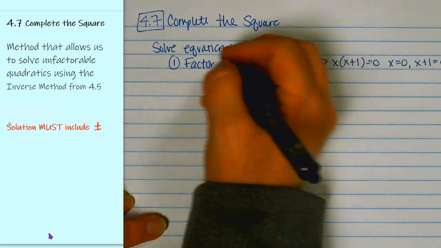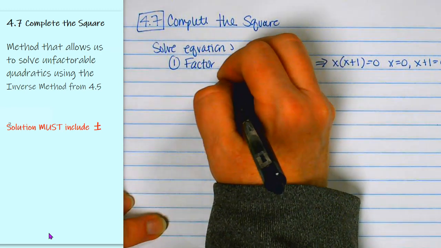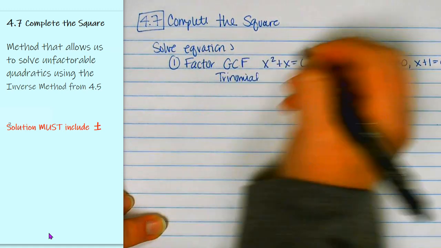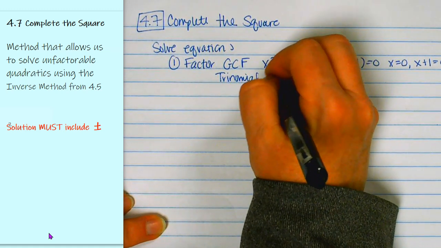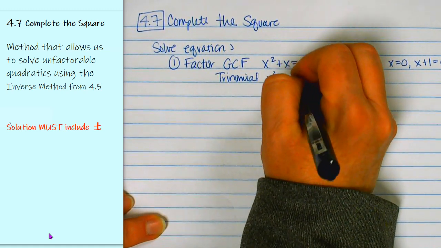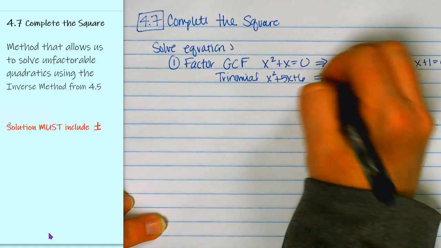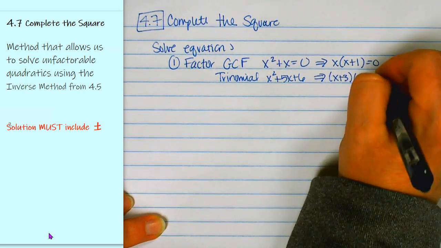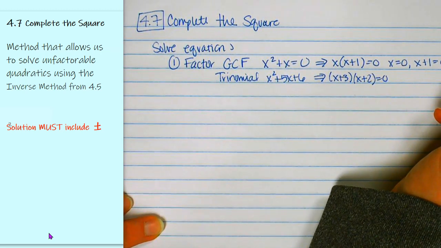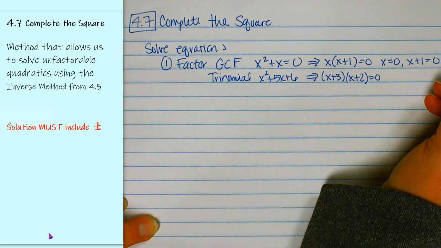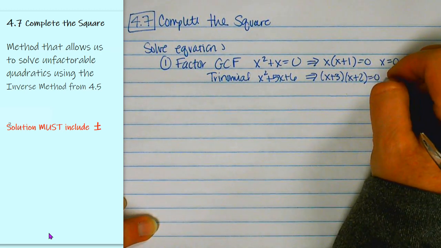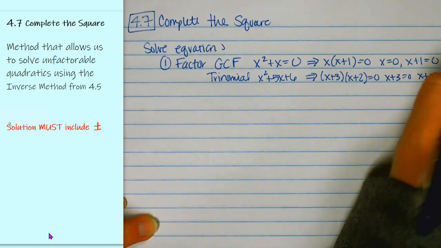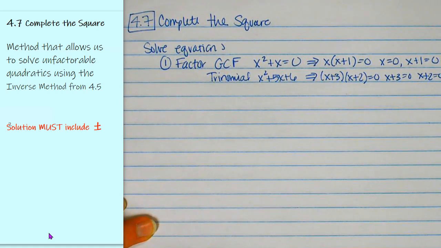So greatest common factor. We know also how to factor a trinomial, like x squared plus 5x plus 6, where we would factor it into x plus 3 times x plus 2 equals 0. The zero product rule says that we can take each of those and set up a tiny equation, x plus 3 equals 0, x plus 2 equals 0, and solve from there. So we know how to factor.